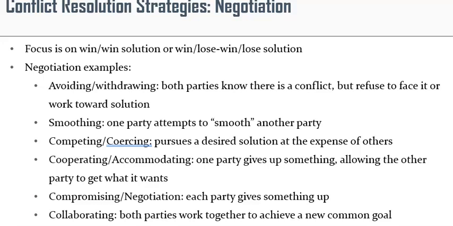Each party agrees to give up something, and the emphasis is on accommodating differences rather than similarities between parties. One nurse offers to care for client A today if the other will care for client B tomorrow. So there has to be negotiation. There has to be a give and take.